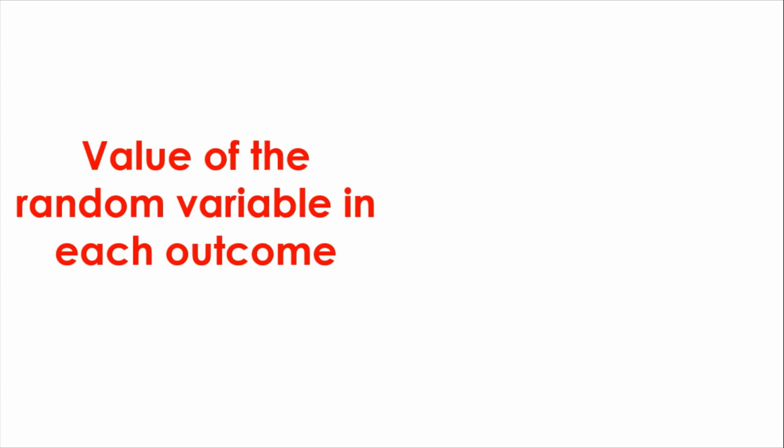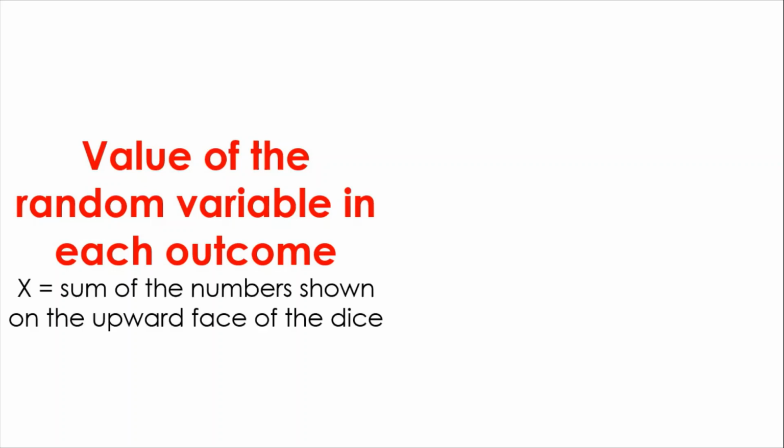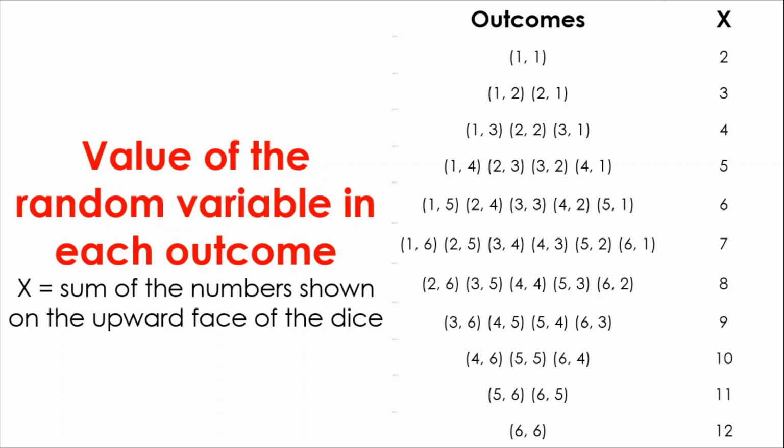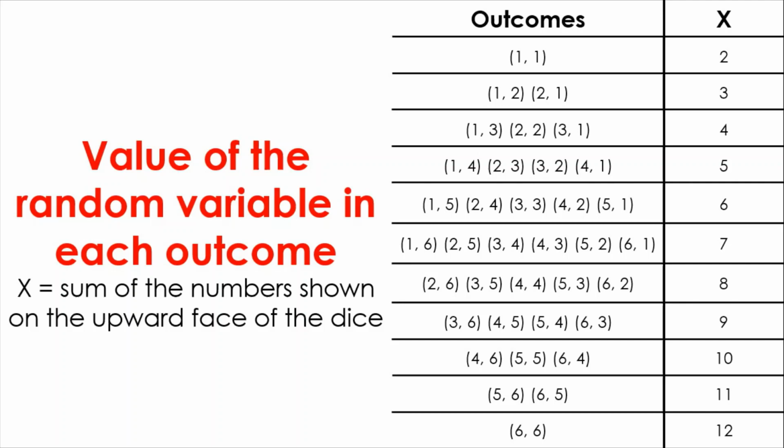For the specific values of the random variable, here is a table that shows the outcomes and the values of the random variable x, which is the sum of the numbers shown on the upward face of both dice. If both dice show 1 and 1, the sum, or the random variable x, is 2. If both dice show 1, 2, or 2, 1, the random variable x is 3, and so on.